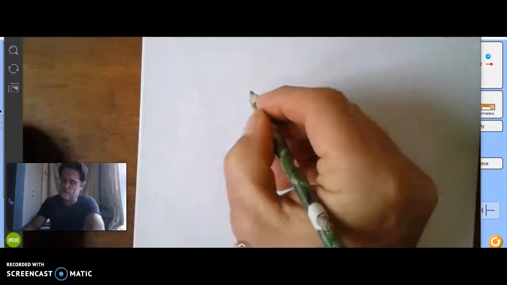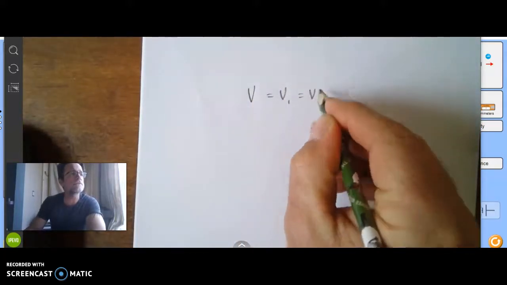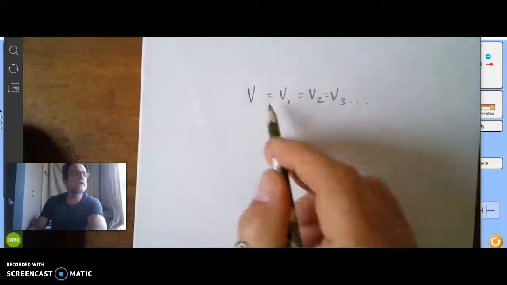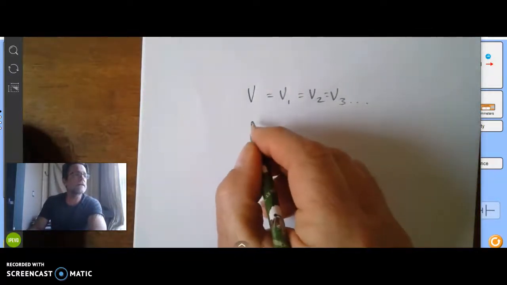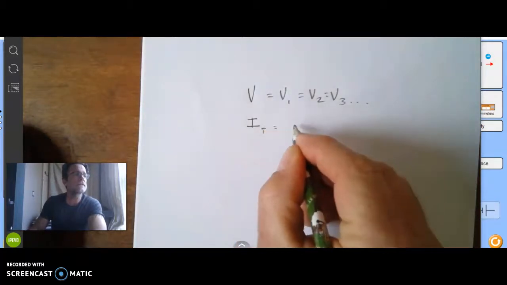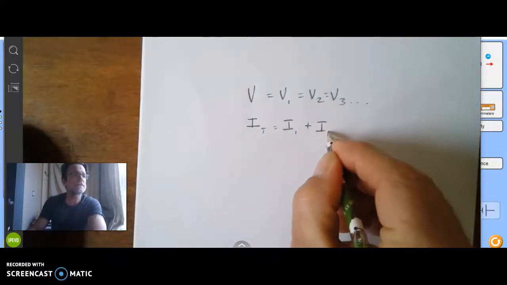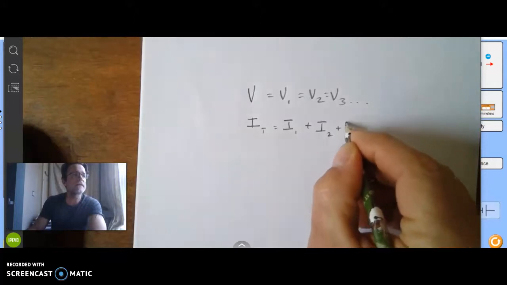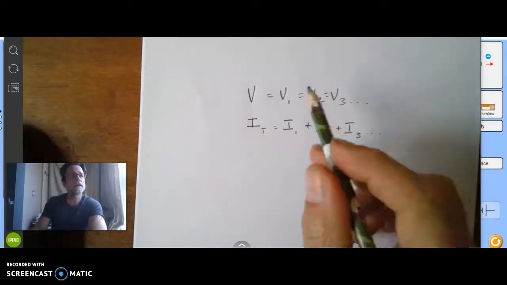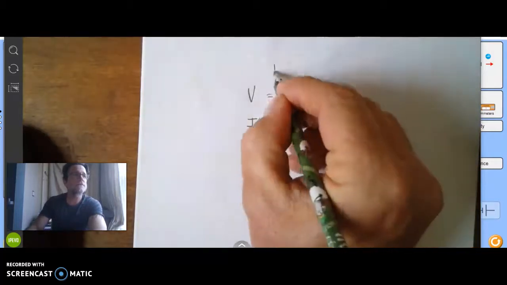So our rule would be that the total voltage is equal to the voltage at 1, which is equal to voltage at 2, which is equal to voltage at 3, no matter how many resistors you had. Now the current, let's say the total current, is equal to the current at the first resistor plus the current at the second resistor plus the current at the third resistor, and that would apply to however many you had going. This is very much like what we had in series, but kind of reversed. So this is parallel.